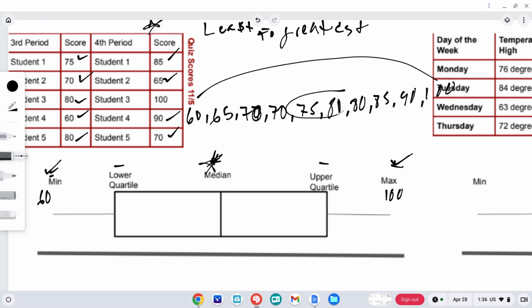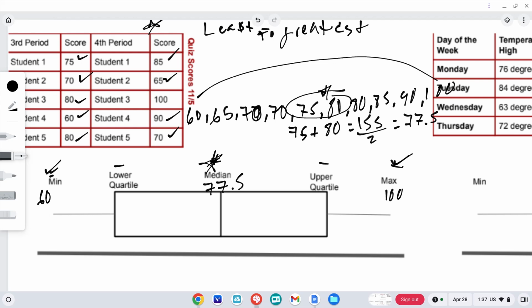It looks like this time we have 2 numbers in the middle, 75 and 80. So we have to figure out what would actually go between them. How do you do that? You can just find the mean of those 2 numbers. 75 plus 80 is 155. And there's 2 numbers, so I'm going to divide by 2. And that gives me 77.5. So my median is 77.5. So already we have 3 pieces done.